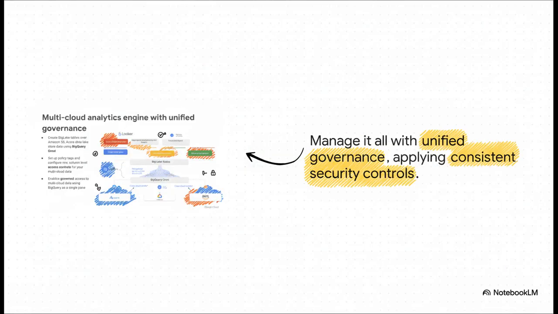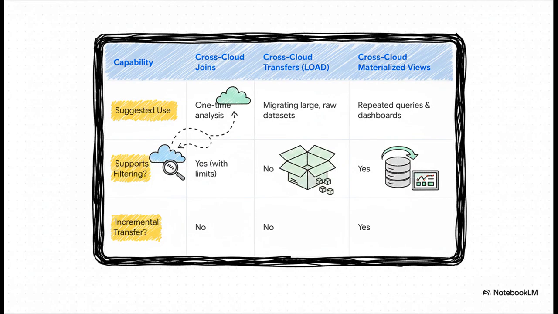And of course, you've got to think about security and governance. This visual shows how you can manage everything from one central place, a single pane of glass. You apply your security policies and access controls in BigQuery, and they work for data that never even leaves its home in AWS or Azure. Now that's unified governance.